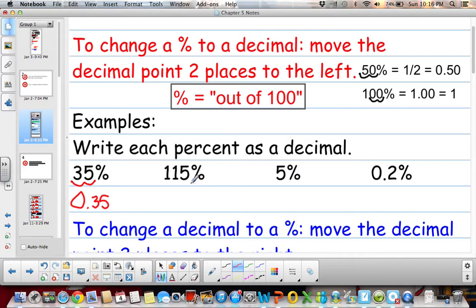115%, so this is greater than 100, and if it's greater than 100, then it's going to be greater than 1. We always start after the last number if there's no decimal, so after the ones place, and we go over 2. We only go over 2. So our decimal for 115% is going to be 1.15.